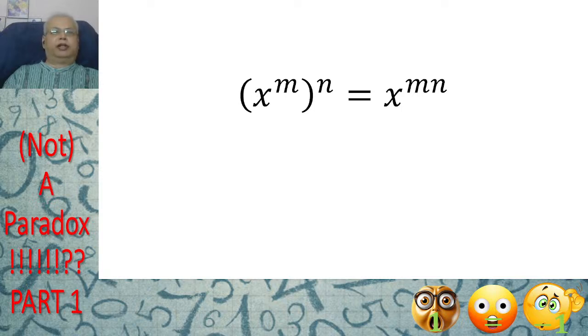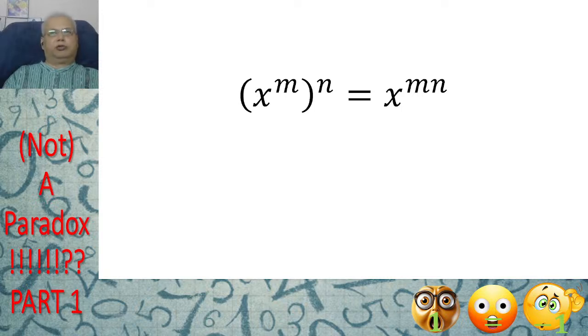Now suppose you want to find 3 to the power 2, to the power 2. So 3 to the power 2, whole to the power 2, that is 9 to the power 2, which is 81. So you can also say it is 3 to the power 2 into 2, which is 3 to the power 4, which is 81. This relation we know from our school days: x to the power m to the power n is equal to x to the power mn. We are going to use this identity along with Euler's identity.